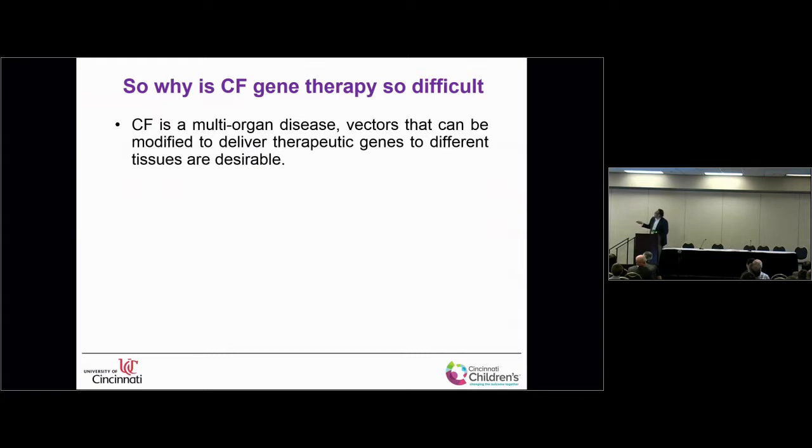In addition, CF is a multi-organ disease, so it affects all the organs in the body. The liver, for example, is the second most affected organ in CF. It's hardly ever talked about, but many people suffer from severe liver disease in CF, and it's potentially a gene transfer, gene delivery organ target for CF.